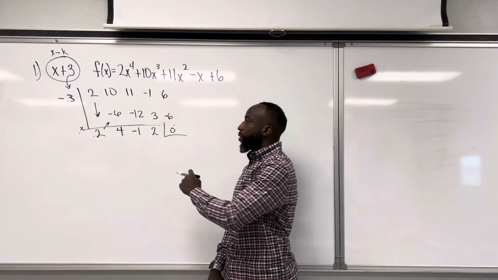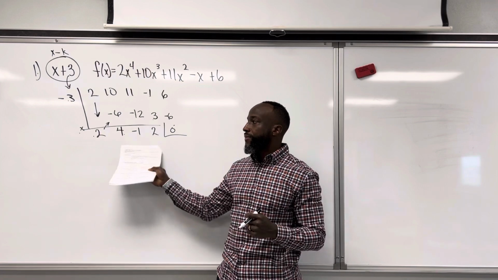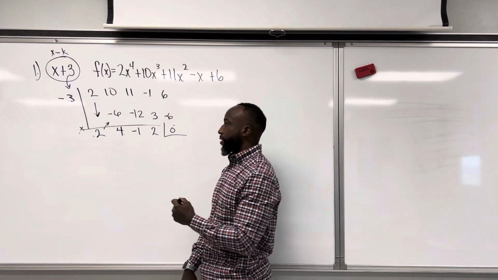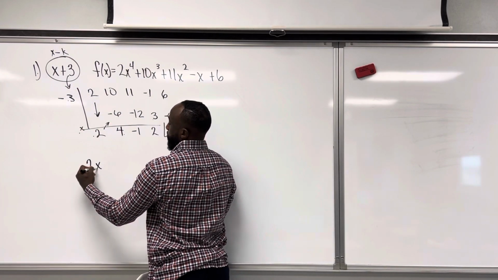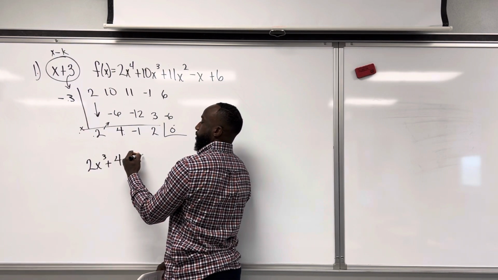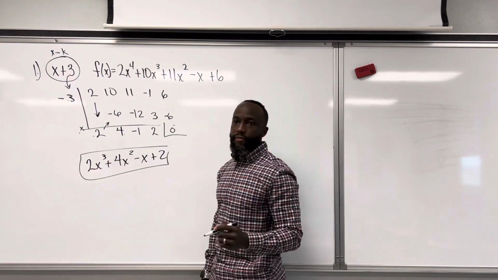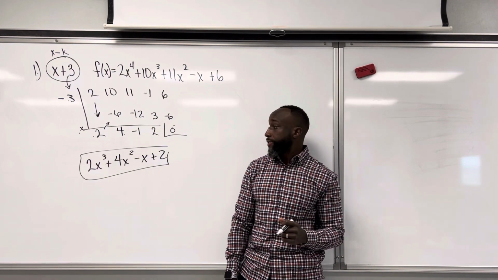So then, yes, this is a factor of this polynomial. Okay? So now, what would our solution be then? What would the answer be if we wrote this out as an equation now? 2x cubed plus 4x squared minus 1x plus 2. Good. That would be the answer, right?